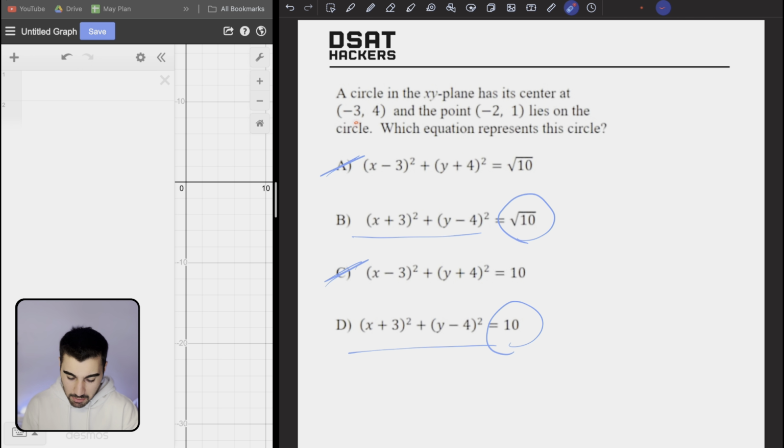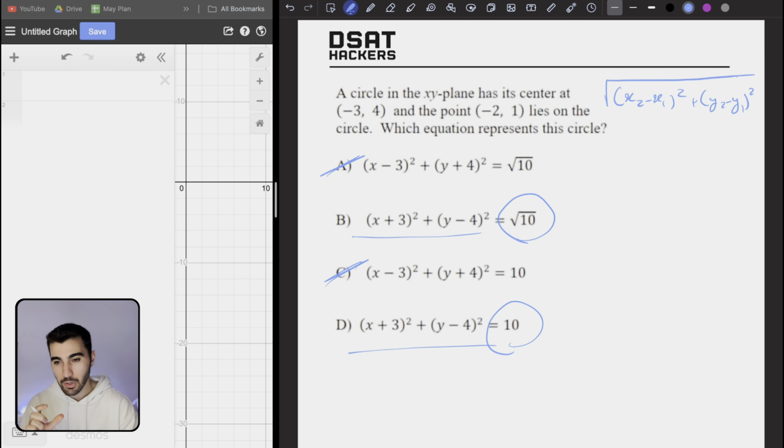The radius is going to be the distance between the center and the one point on the line, right? So we can find the distance between these points using the distance formula. The distance formula is x2 minus x1 squared plus y2 minus y1 squared, for finding the distance between 2 points. So using that, let's do the x2 minus x1.